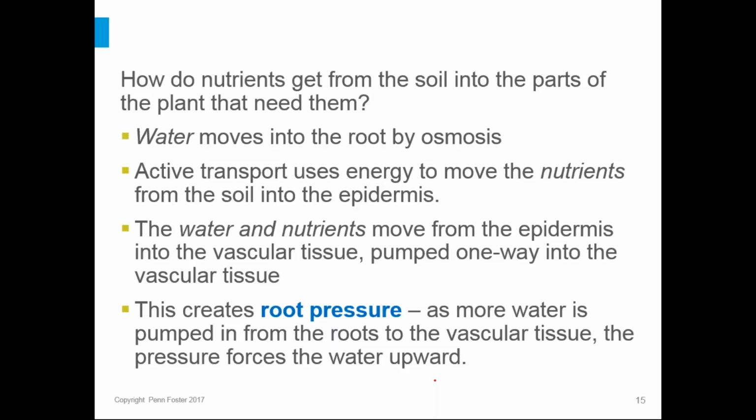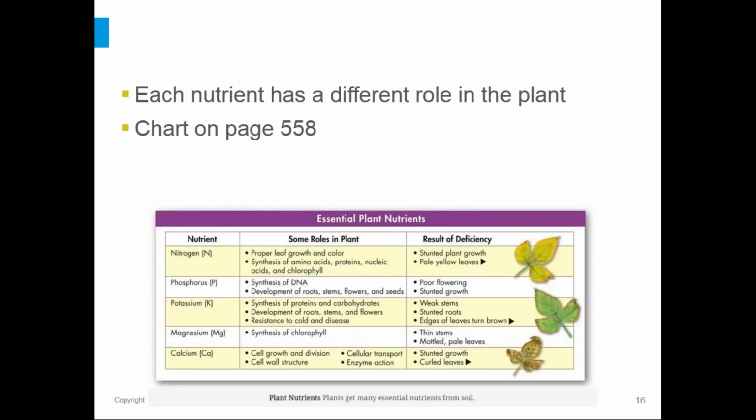And we'll learn a little bit more about how that works. But first, to finish up roots, I want to talk about the nutrients and this chart. Each nutrient has a different role in the plant. On page 558 in your textbook, there's a chart showing 5 different nutrients, telling what they do in the plant and what happens to the plant if it doesn't get enough of that specific nutrient. So I would recommend bookmarking this page, 558, so that you have that chart for future reference.